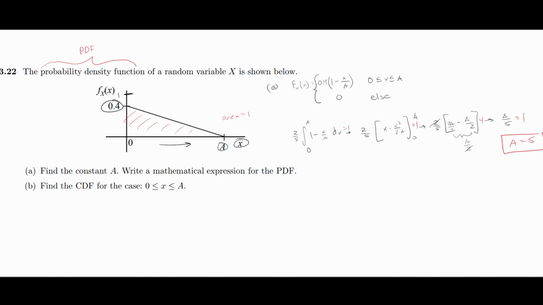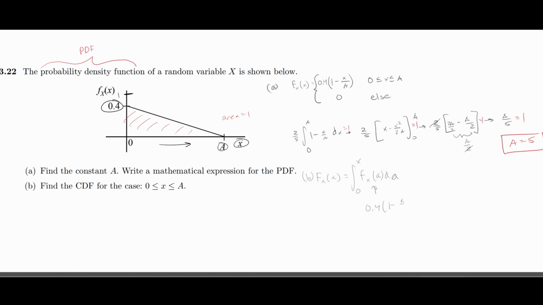Now, for part B, it's going to be pretty similar. We're going to start over a little bit with integration. Our F of x, this big F, is the integral, right? It's going to be equal to, where we integrate from 0, not to anywhere specific, but just to x, f of x of a da inside of here. We know that our f of x of a is just 0.4 times 1 minus x over a.